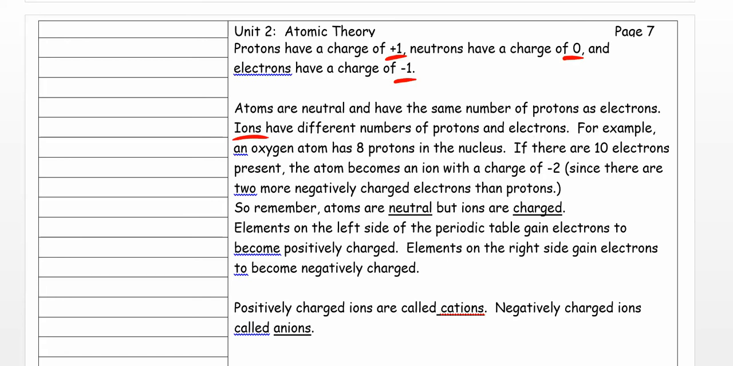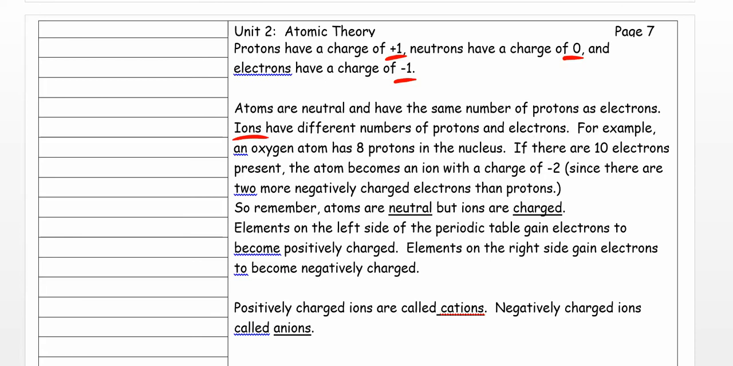Elements on the left side of the periodic table become positively charged by losing electrons. Elements on the right side gain electrons to become negatively charged. Okay?